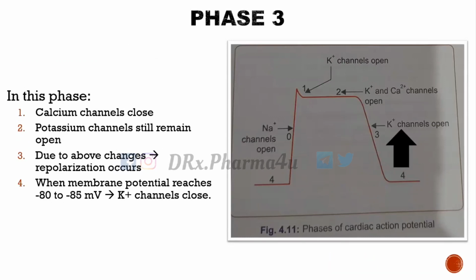Now we come to phase 3. So in this phase, calcium channels completely close, potassium channels still remain open. So due to the above changes, repolarization occurs. So now calcium channels are completely closed. So there is no balance of calcium and potassium here, because calcium channel is closed. So potassium is the dominator here. So due to the above changes, repolarization occurs. When the membrane potential reaches minus 80 to minus 85 millivolt, potassium channels also close. So this happens in phase 3.